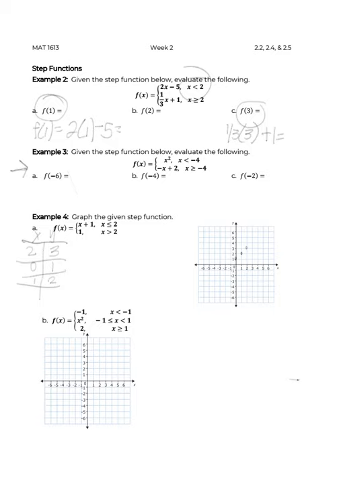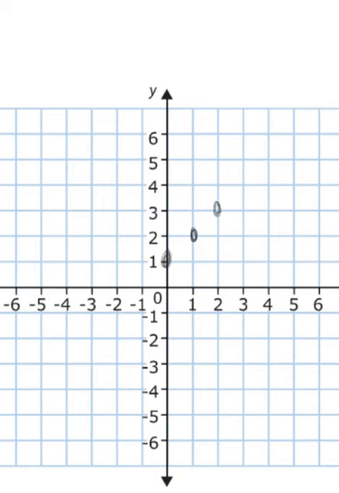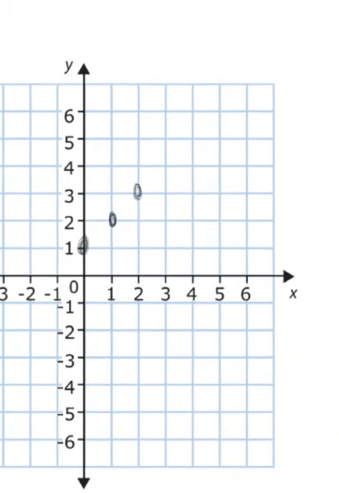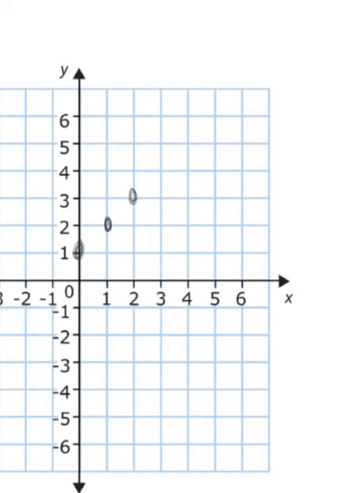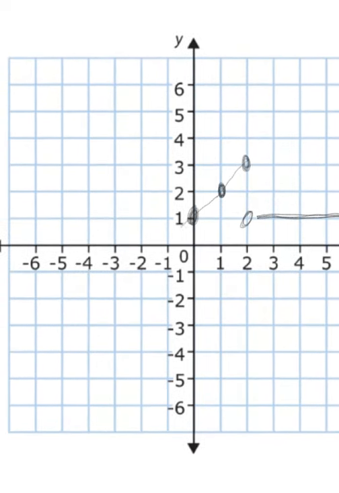X values greater than 2, you just use that function of 1. So if it's greater than 2, we're going to have an open circle, and it would look like this. And those x values less than or equal to 2 would look like this.